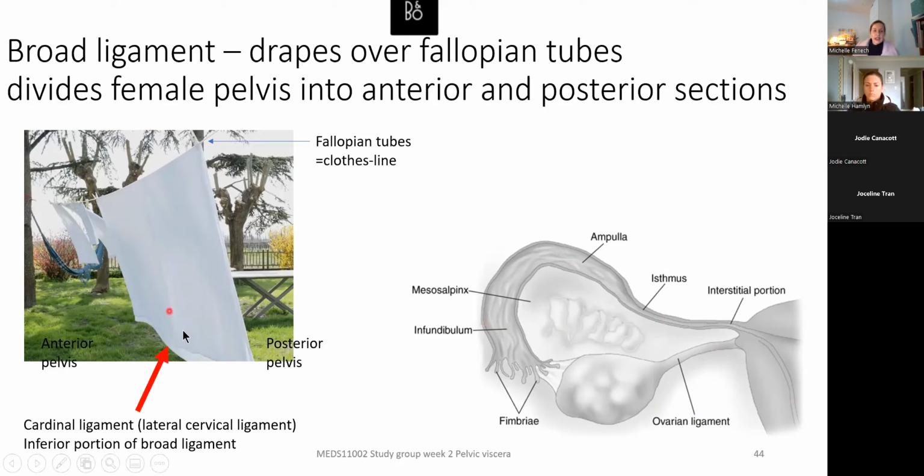And imagine your cardinal ligament is just this inferior end where the two ends of the sheet are sitting off the opposite end of where the clothesline sits. Does that sort of work as an analogy? It sort of extends from the uterus out to those lateral pelvic walls.